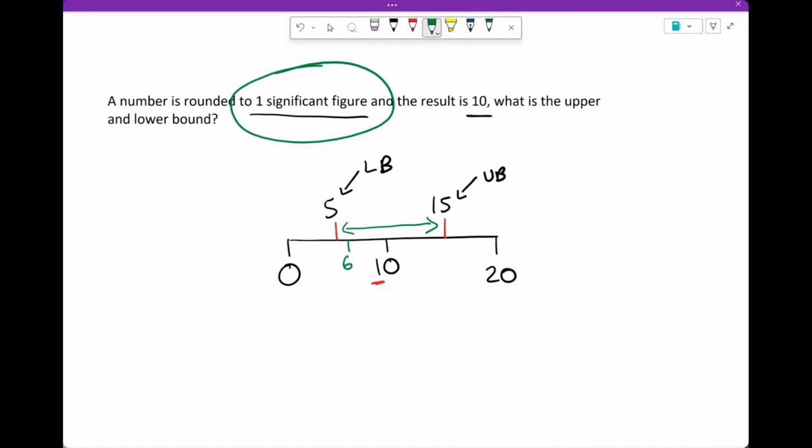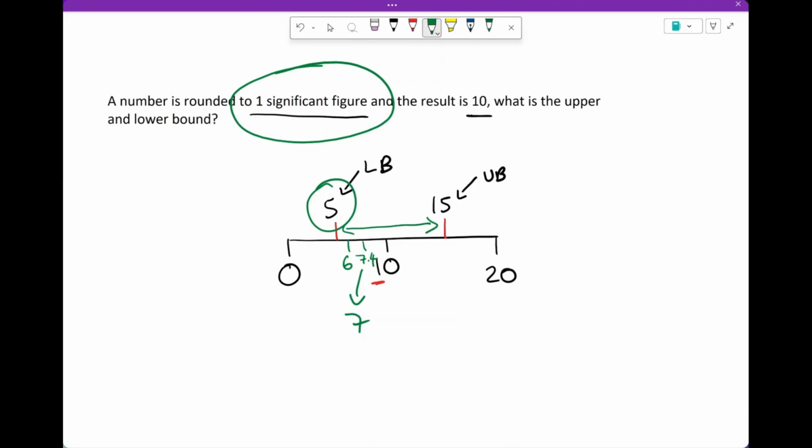And we could consider some decimals as well. If we take, for example, 7.4, and round 7.4 to one significant figure, that would just be 7. That's not rounded to 10 to one significant figure. Therefore, the 5 as the lower bound does not make sense, because 7.4 is clearly larger than 5 and still does not even round to 10.